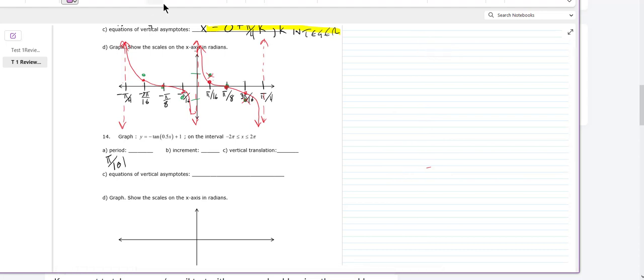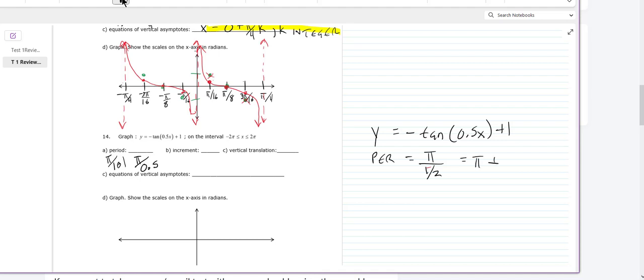Okay, so what we're going to do on this one is we have y equals negative tangent of 0.5x plus 1. The period is pi over b. So we're going to just do pi over 0.5. That's your b value right there. So for your period, you're best to work it like this: pi divided by a half, because 0.5 is a half. So that would be pi times 2. So the period is 2 pi.